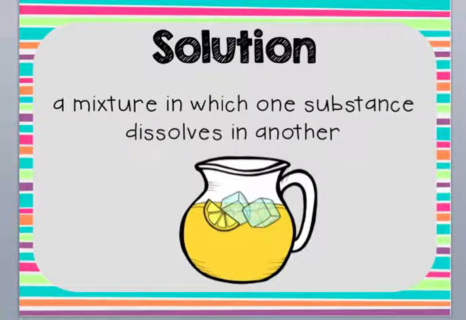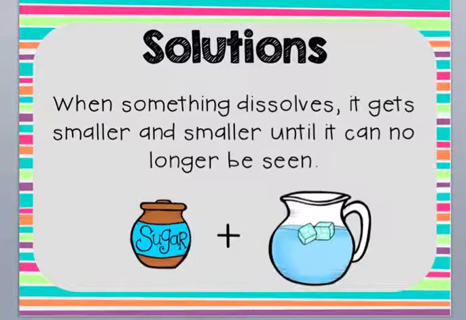Now moving to solutions, a mixture can also become a solution, and a mixture in which one substance dissolves into another is a solution. When something dissolves, it gets smaller and smaller until it can no longer be seen. So if we took some sugar and we stirred it around and around in a pitcher of water, pretty soon it would no longer be able to be seen, but you could still taste the property of the sugar once it's in the water. So that makes it a solution.